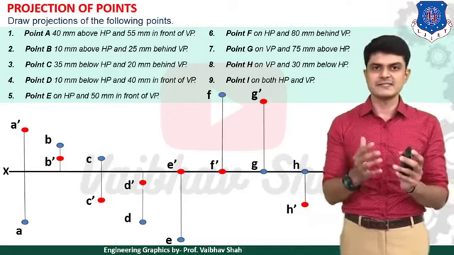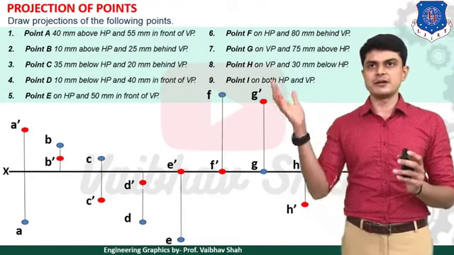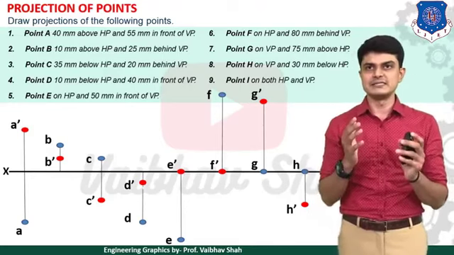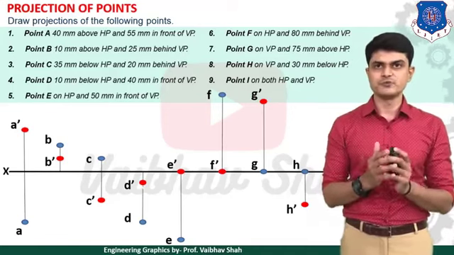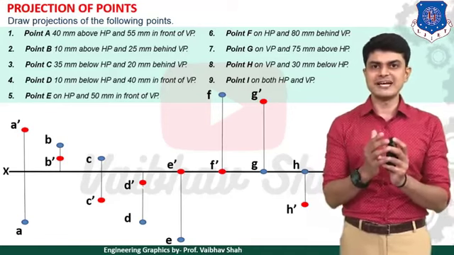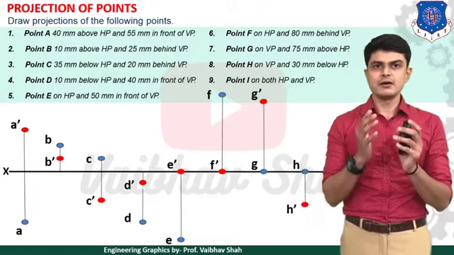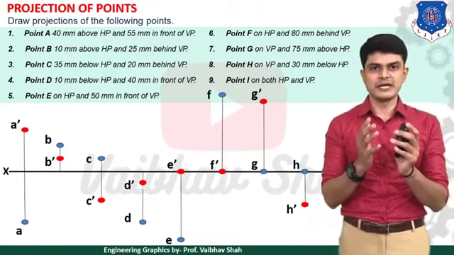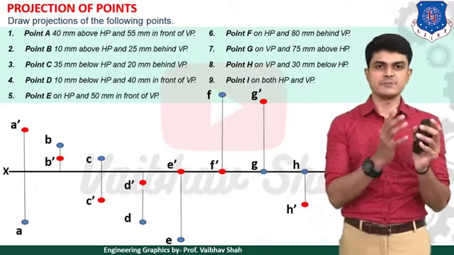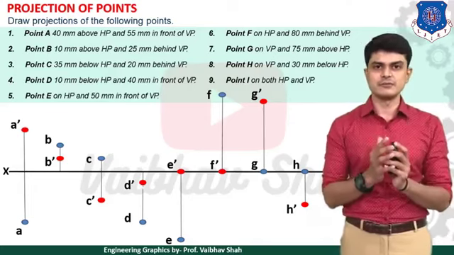It is very easy. So let us see example number 2. In example number 2, you can see point B is 10 mm above HP and 25 mm behind VP, right? So 10 mm above HP means 10 mm with respect to HP. So we need to check two tables, with respect to HP and with respect to VP. Let us check the first table.